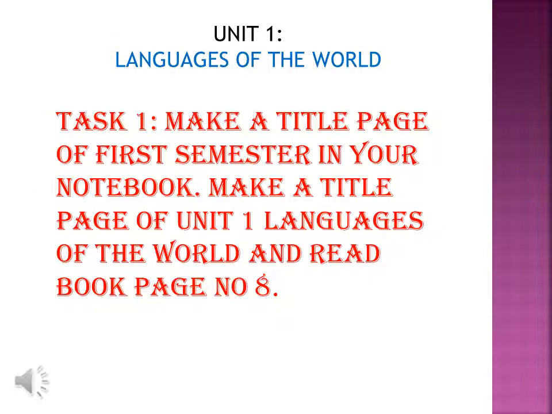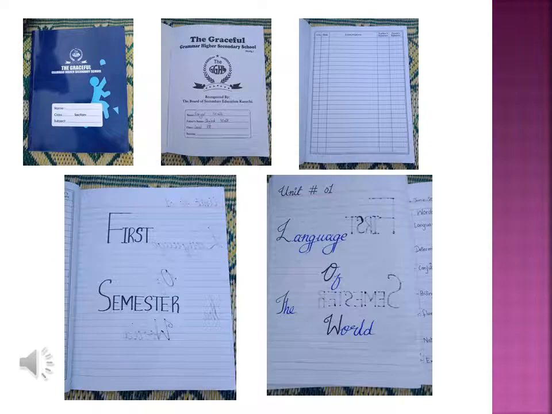Unit 1, Languages of the World. Task 1, make a title page of first semester in your notebook. Make a title page of Unit 1 Languages of the World and read book page no 8. Dear student, write your full name, class, section and subject on the title page of your notebook. After that, give your introduction inside the notebook. Skip index pages. And after that, make a title page of first semester, then make title page of Unit 1, Languages of the World, like this.